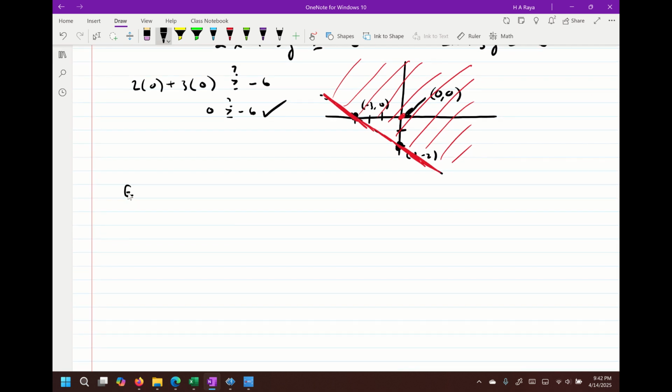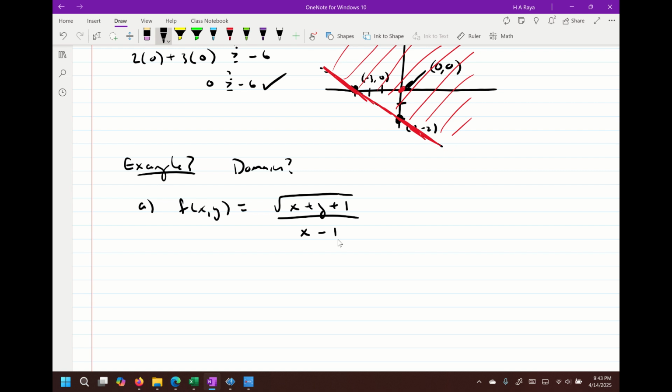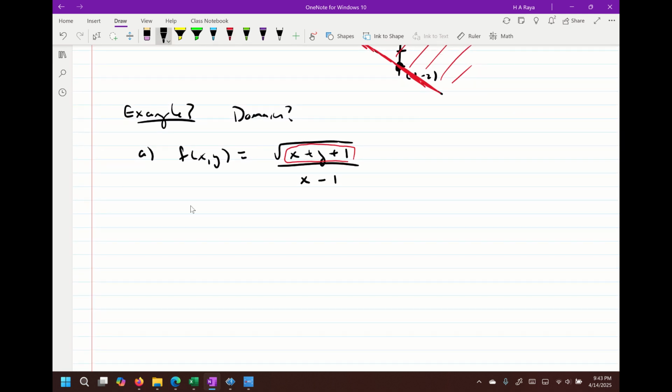In example 3, we explore more examples asking for the domain of a function. For part A, we're looking at the domain of the function f(x, y) is equal to the square root of x plus y plus 1, divided by x minus 1. And this looks very similar to what we had before because you have a square root involved. So you would ask yourself, when is x plus y plus 1 greater than or equal to 0?